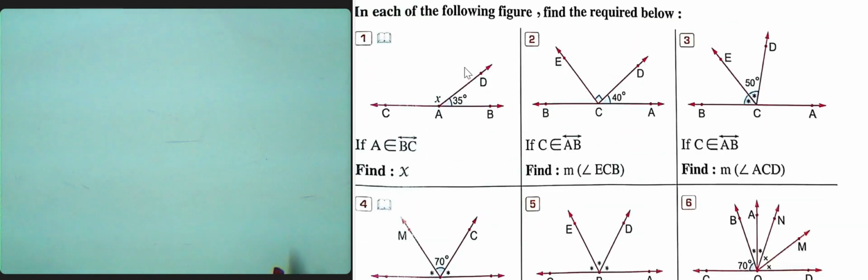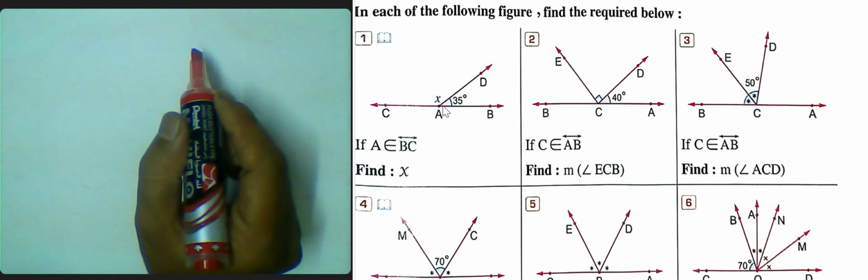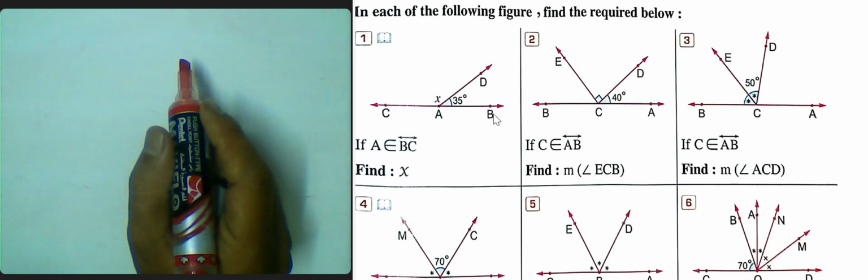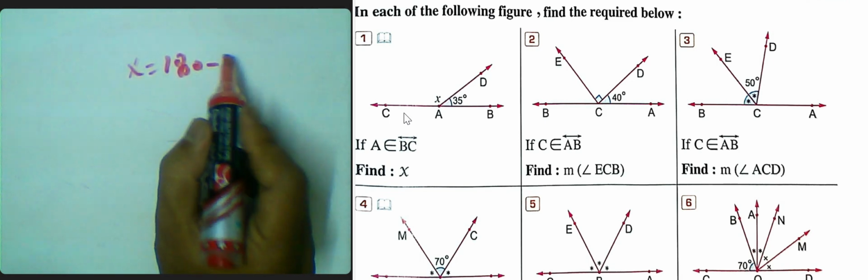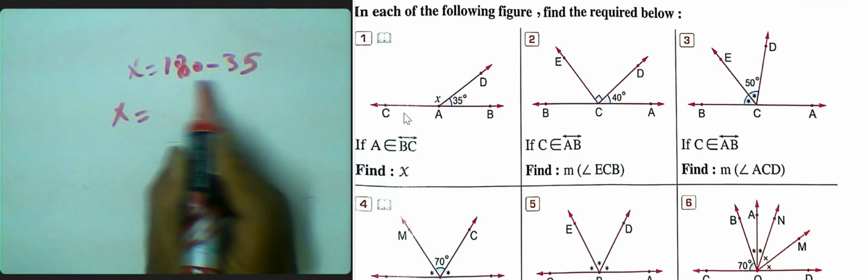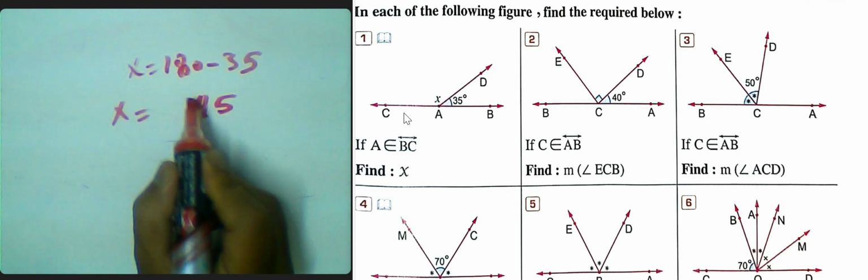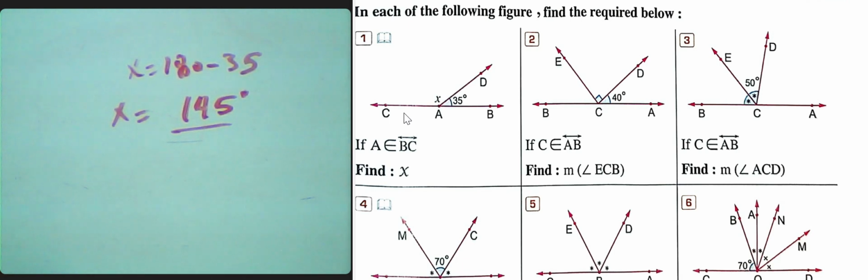In each of the following figures, find the required value. You want to find in this example the value of x. We know AB and EC are on the same straight line. Then the measure of angle BEC equals 180 degrees. Then the value of x equals 180 subtracted by 35. 10 minus 5 equals 5, and 7 minus 3 equals 4, and the one. The result is 145 degrees.